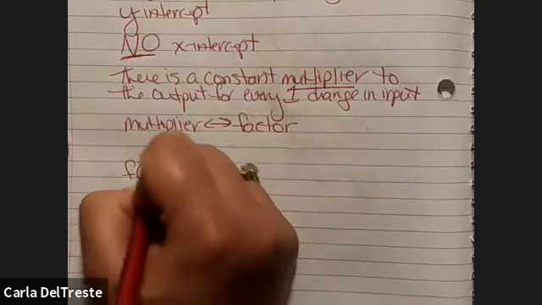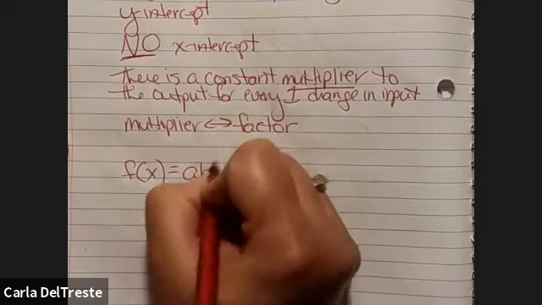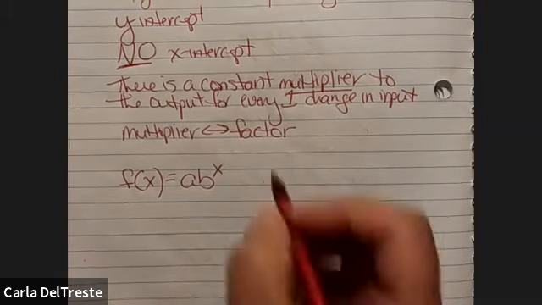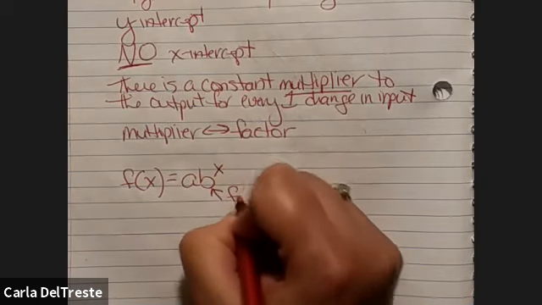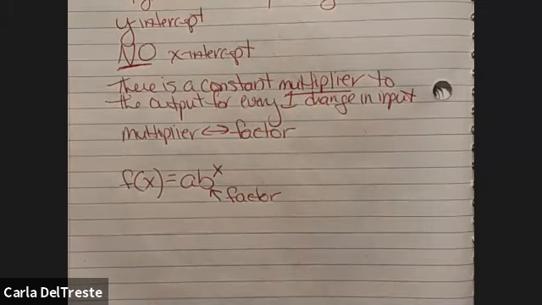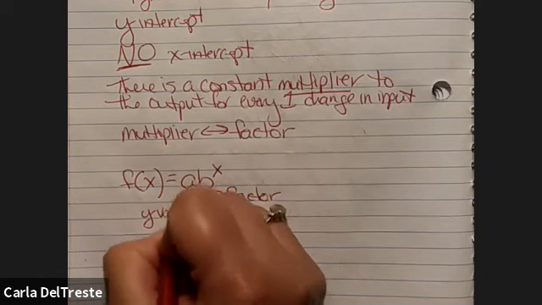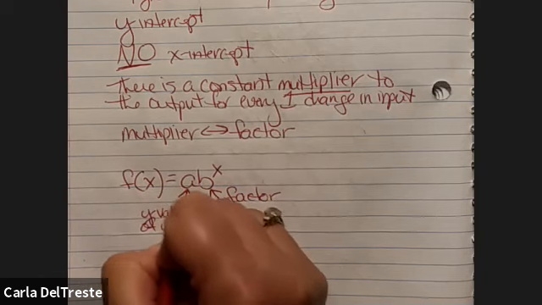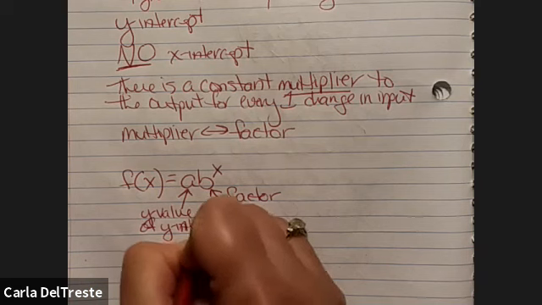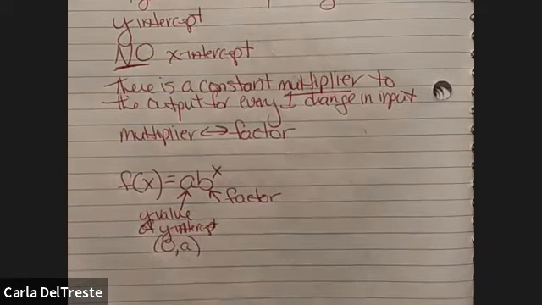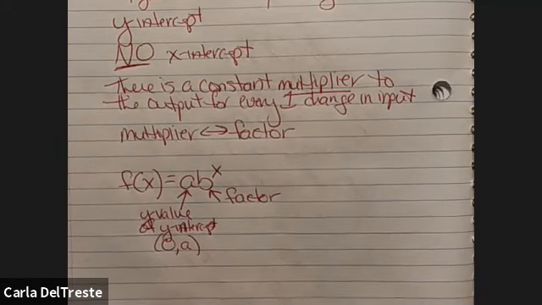The form of an exponential equation is f of x equals ab to the x. B is always your factor. Well, that helps us out a lot because that's one of the key features. A is always the y value of the y-intercept. So 0, a. So every single one of these three functions does tell you the y-intercept.